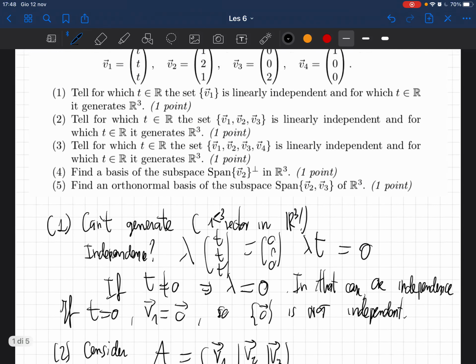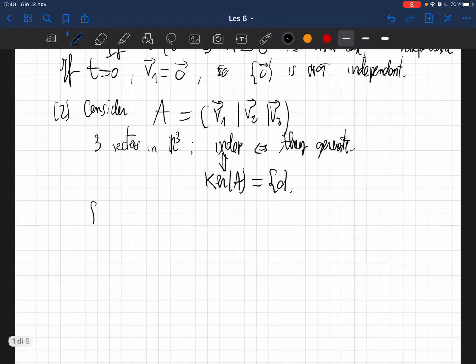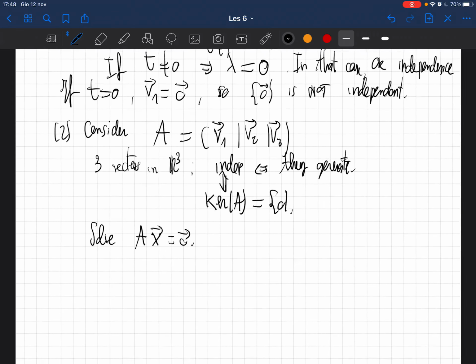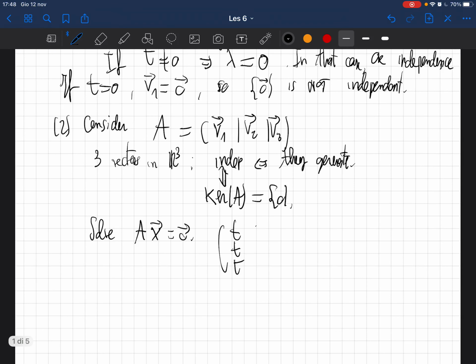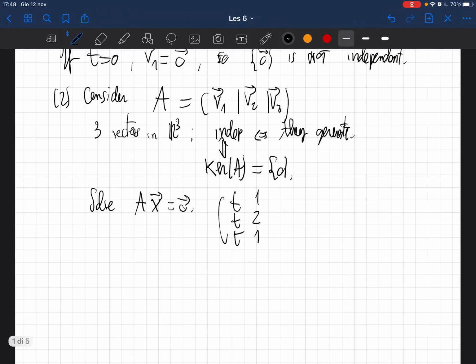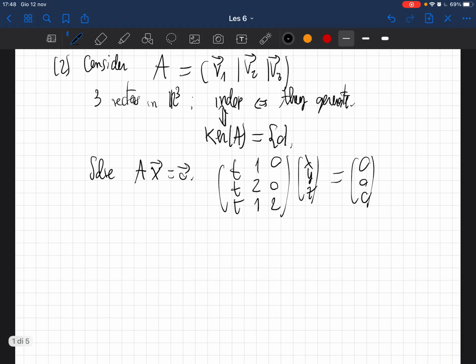So we're just going to solve this linear system. It's very straightforward. Let's write this matrix, which is t, t, t. The second one is 1, 2, 1. And this one is 0, 0, 2. We can try and do the Gauss algorithm. This is just the zero vector, so I'm just writing this matrix here.